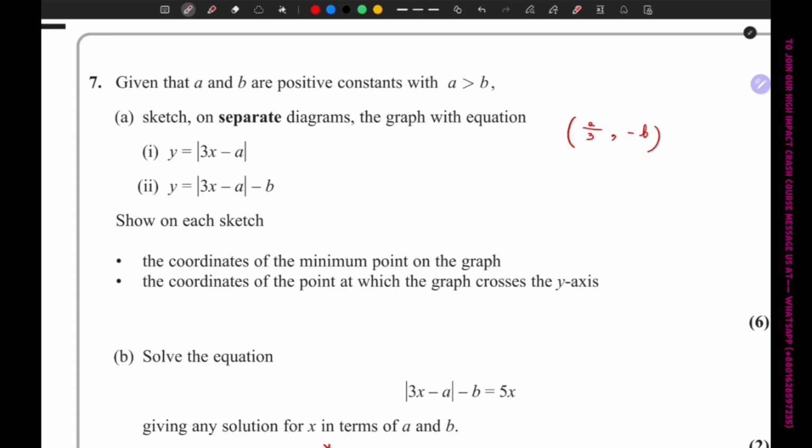Or you can think of it like this: the y coordinate of the vertex is the constant right beside the modulus function. So this is the y coordinate of the vertex. Now at the y-axis the value of x is 0. If we substitute x equals 0 into this equation, this will give us 0 minus a minus b. So it basically gives us a minus b. So this is the y coordinate of the y-intercept of the graph.